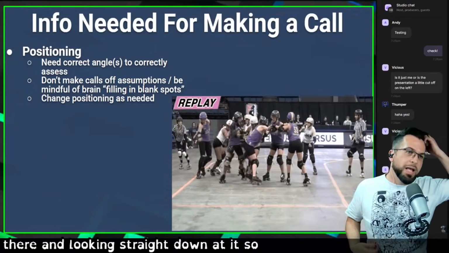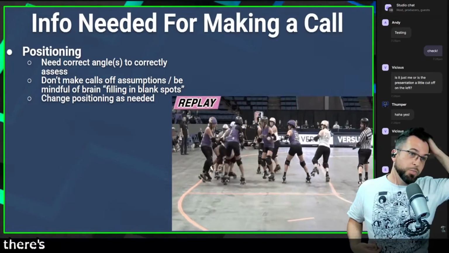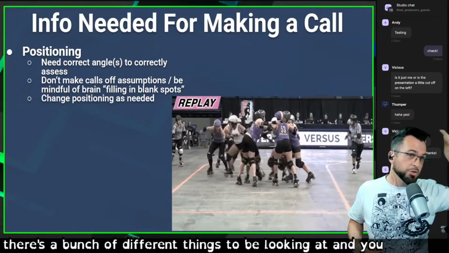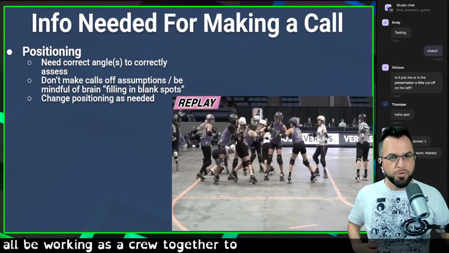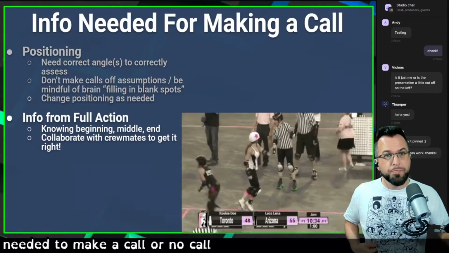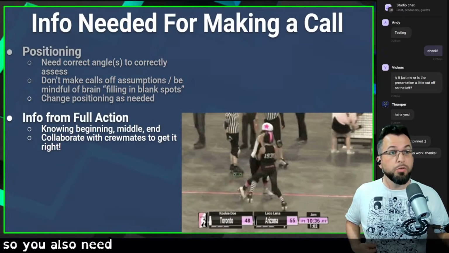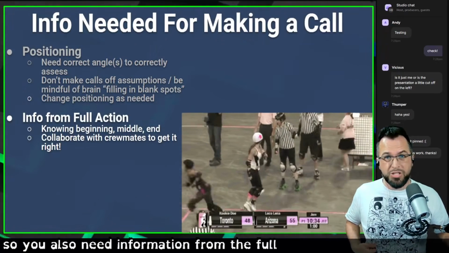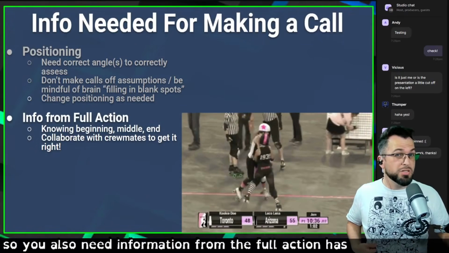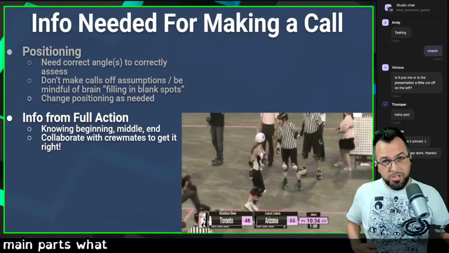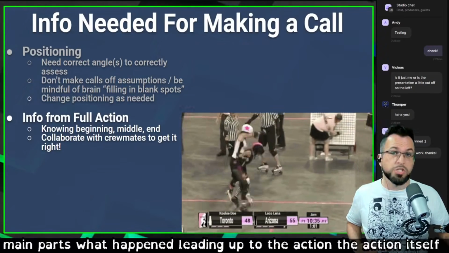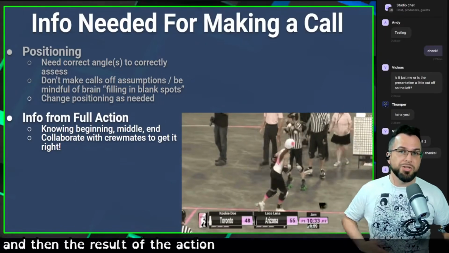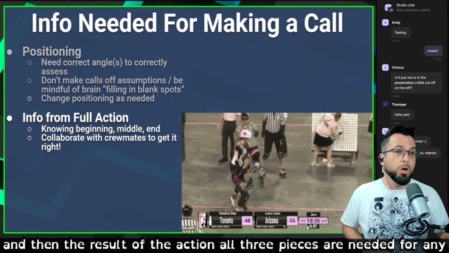So with any action in Derby, there's a bunch of different things to be looking at, and you should all be working as a crew together to build those different pieces needed to make a call or a no call. So you also need information from the full action. Each action has at least 3 main parts: what happened leading up to the action itself, the action itself, and then the result of the action. All 3 pieces are needed for any call or no call that is made.